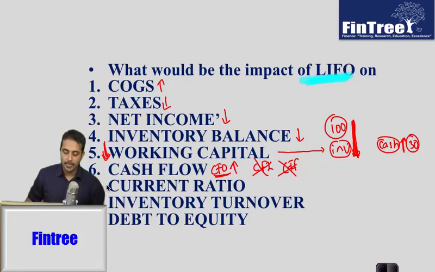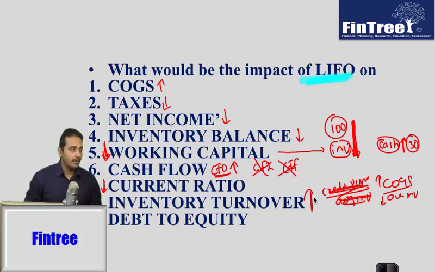How about current ratio? Current ratio would be lesser. Why? Because your inventory was lesser. How about inventory turnover? What is the formula? Credit purchase divided by average inventory. COGS. So COGS divided by average inventory. So what will happen? COGS is increasing, average inventory is decreasing, so ratio would be higher.